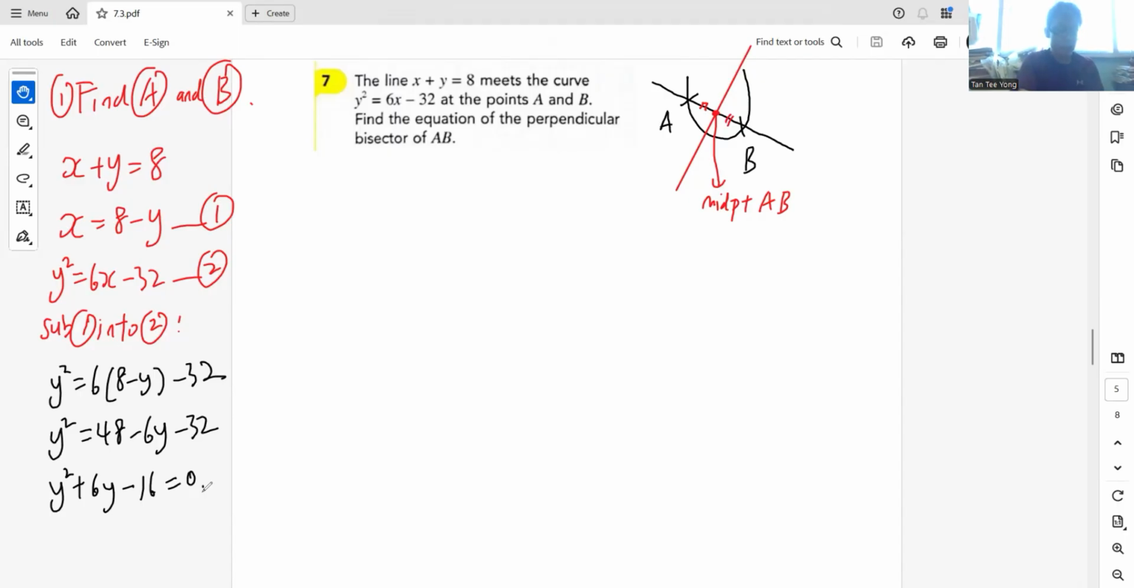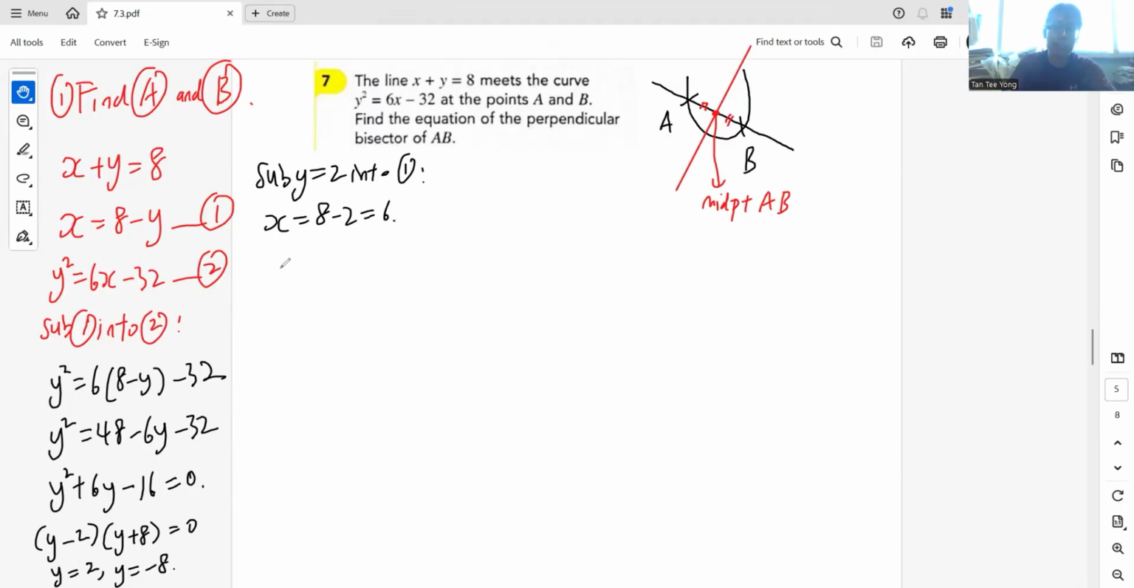So you have (y minus 2)(y plus 8) equals 0. So y equals 2 and y equals negative 8. Then you're going to sub. Sub y equals 2 into equation 1. So you have x equals 8 minus 2 equals 6.